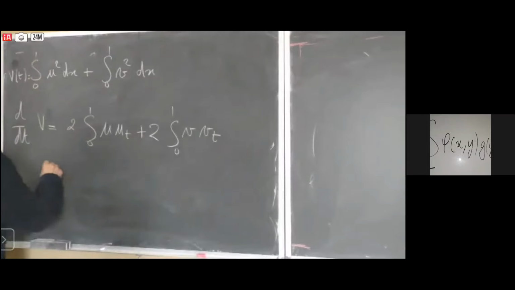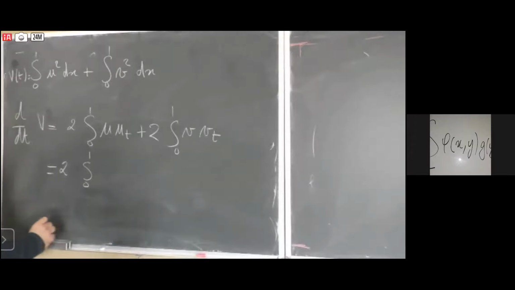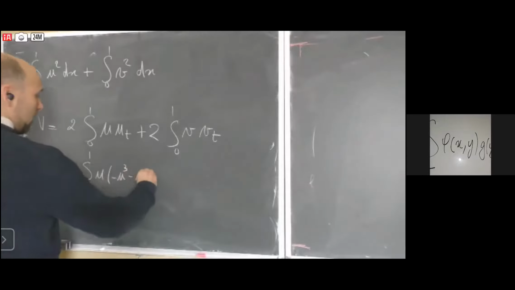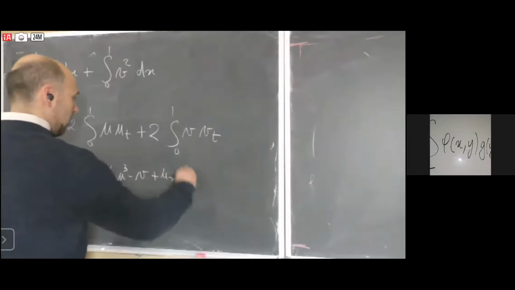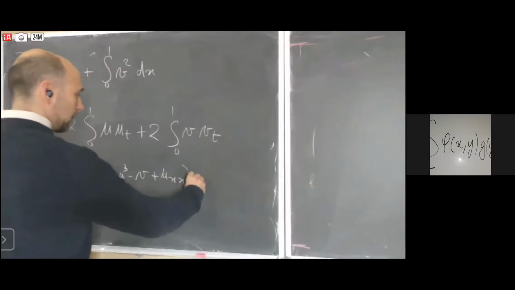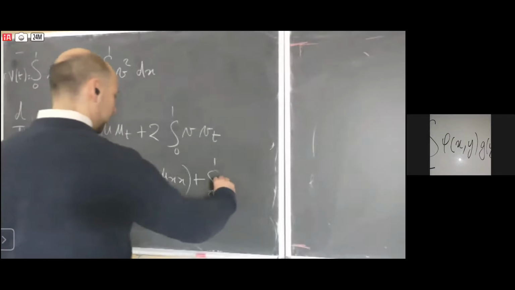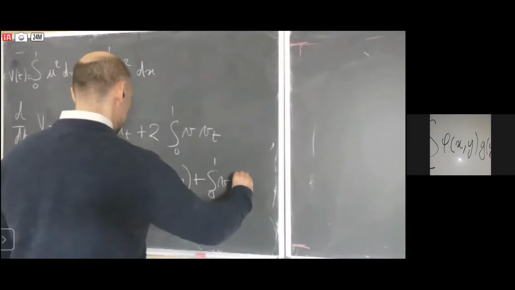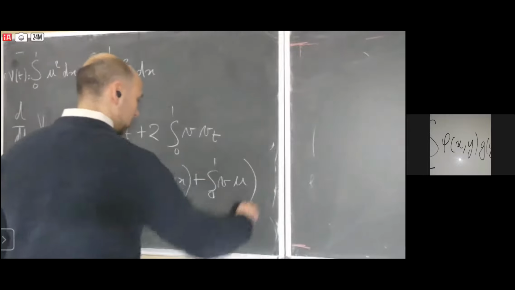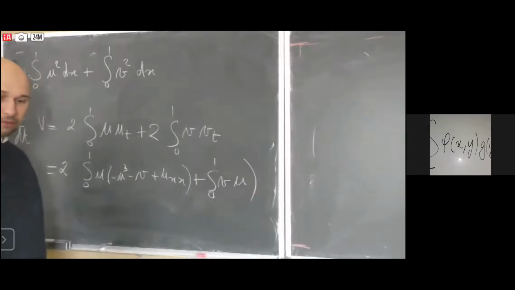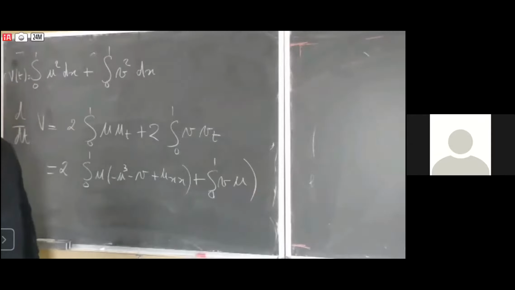But then if you replace by the value of ut and vt from the equation, you get... You can hear me, right? You hear me well, right?